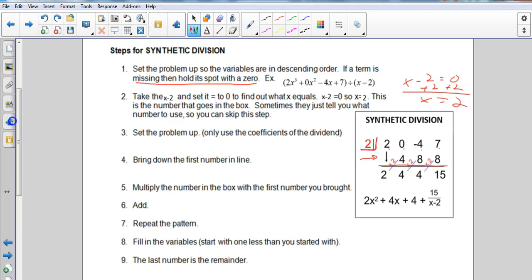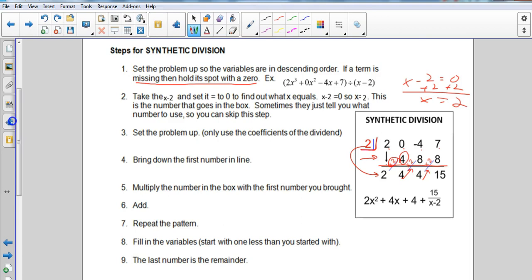Now we're going to multiply the number in the box times that number. Notice it times 2 right here. And we put a 4 right there. Then we're going to add. 0 plus 4 is 4. Now we're going to times 2 again and get 8. And add. 8 and negative 4 is 4. We're going to multiply by 2 again and get 8. 7 plus 8 is 15. And there's our answer. We're done.